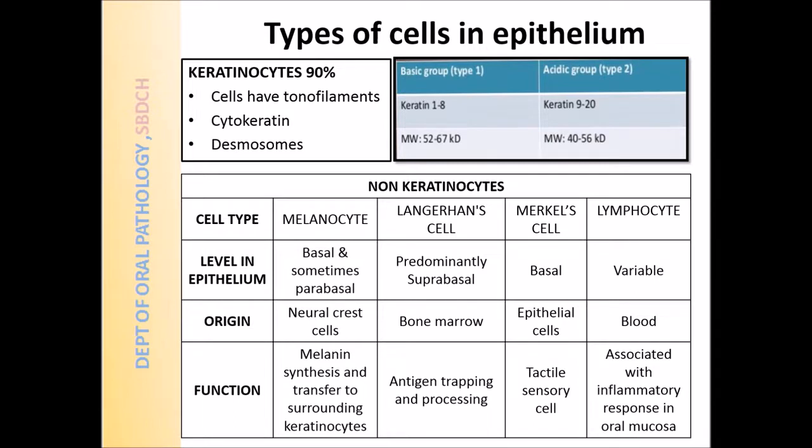Lymphocytes are present in the variable layers of the epithelium. They originate from the blood. The main function of lymphocytes is association with the inflammatory response in oral mucosa, that is the first line of defense mechanism.